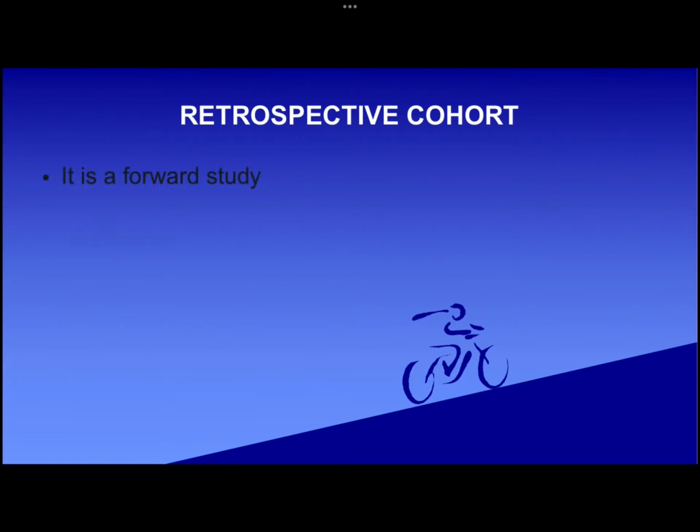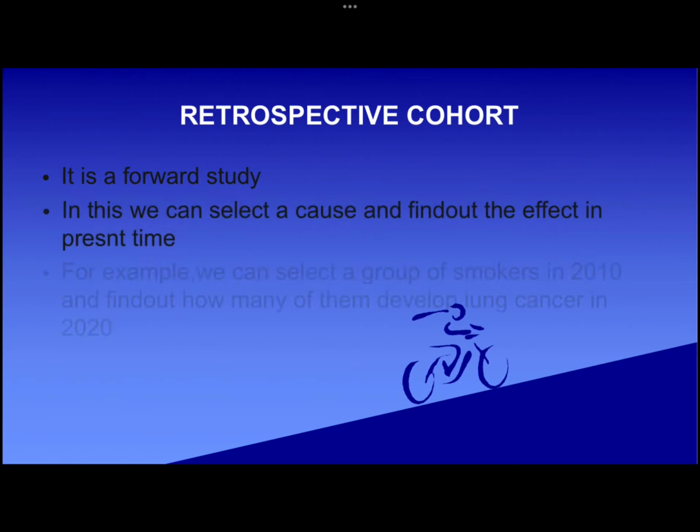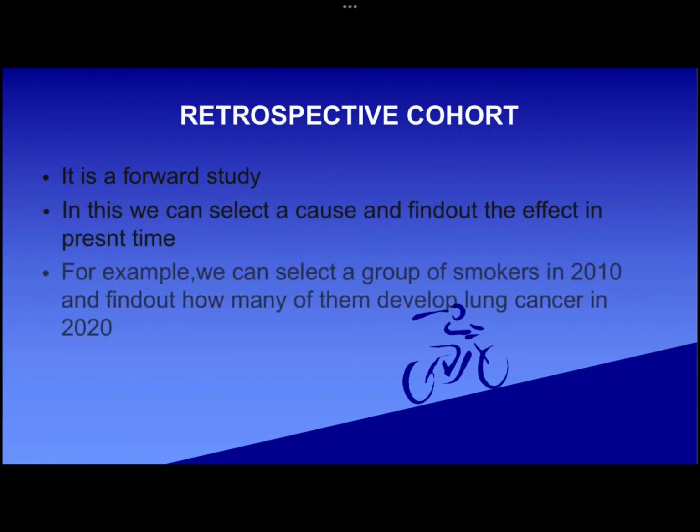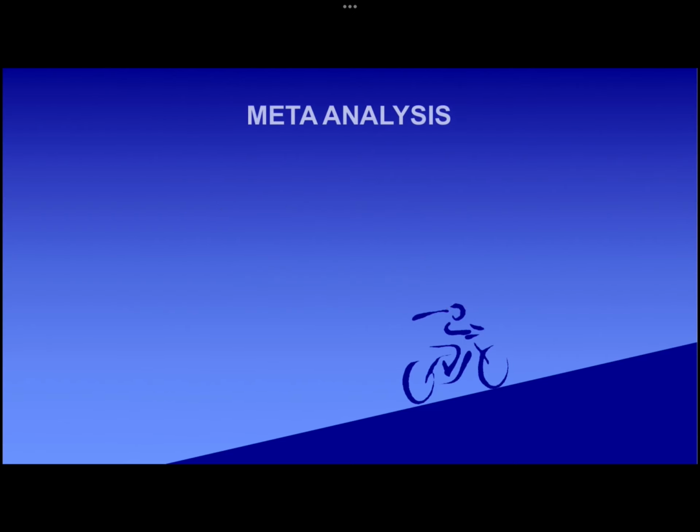Next one is retrospective cohort. It is a forward study. In this, we can select a cause and find out the effect in present time. For example, we can select a group of smokers in 2010 and find out how many of them developed lung cancer in 2020. Next one is meta-analysis.